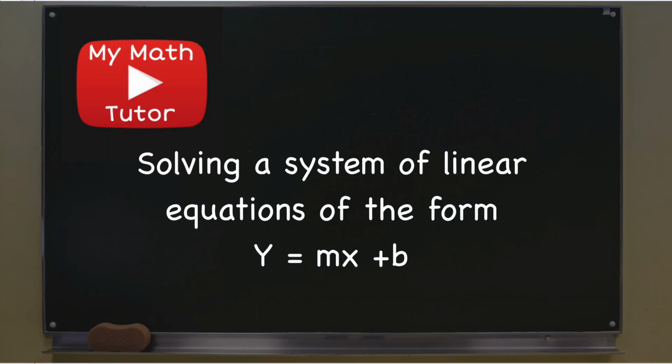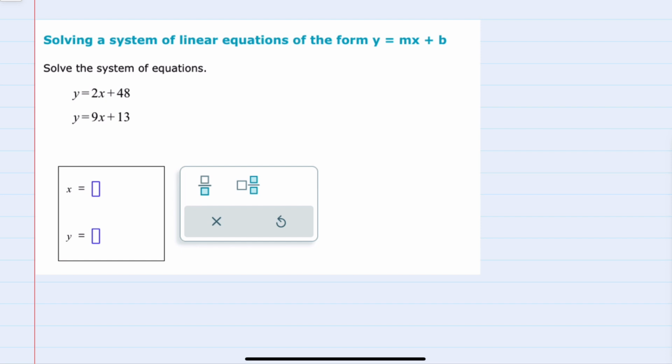In this video, I'll be helping you with the ALEKS problem type called solving a system of linear equations of the form y equals mx plus b. And in this example, we're given these two equations, both in y equals mx plus b form. The advantage of this form for solving a system of equations is that since they are both already solved for y, we can go straight into substitution.